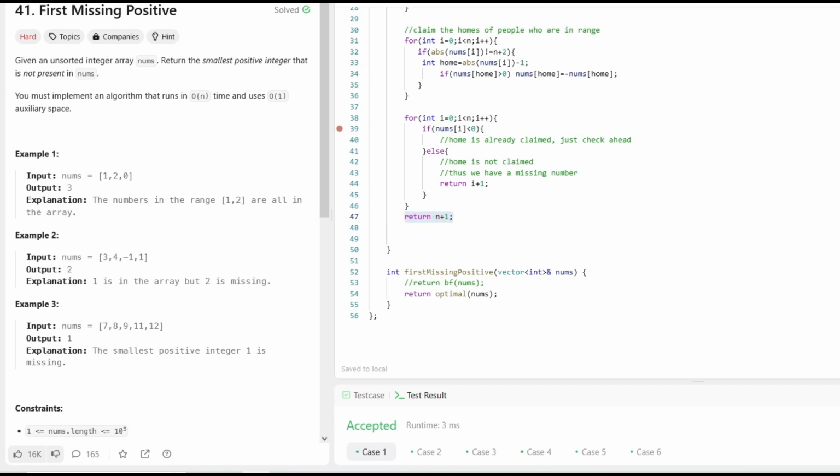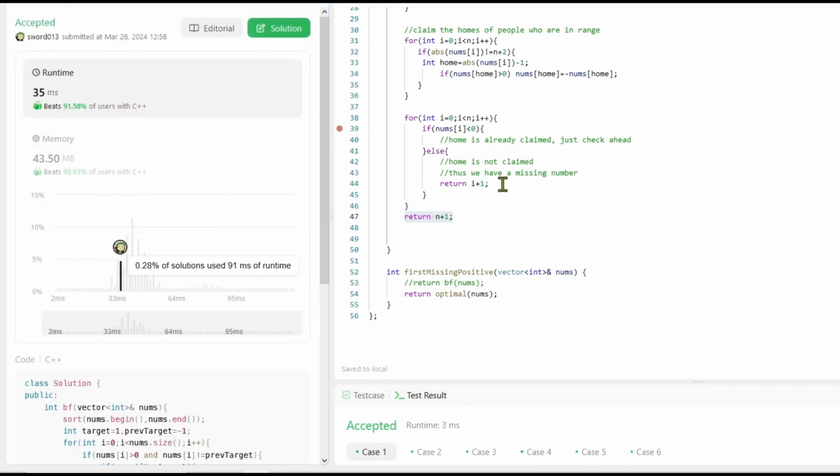Okay. So if I just submit this code, you can see that it is working.